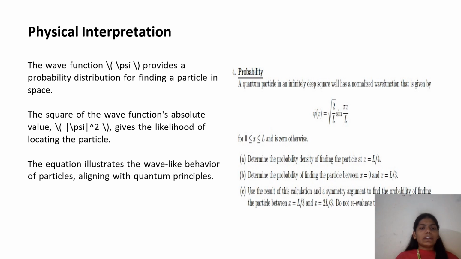The equation illustrates the wave-like behavior of particles, aligning with quantum principles. For example, a quantum particle in an infinitely deep square well has a normalized wave function given by psi of x equals root 2 by L sine n pi x by L.